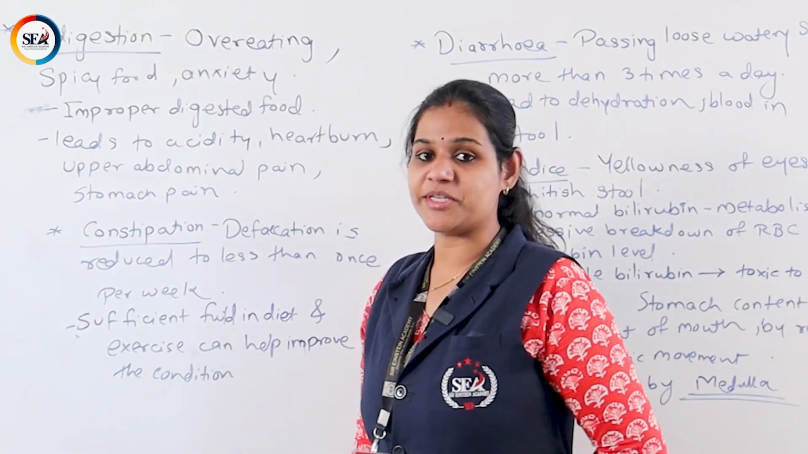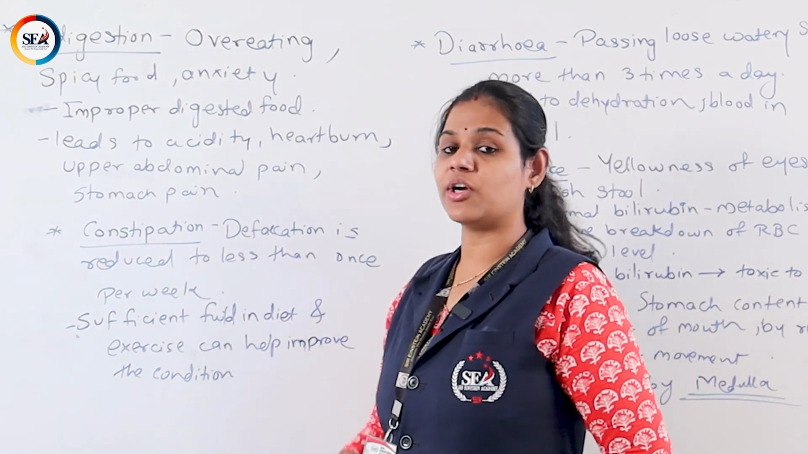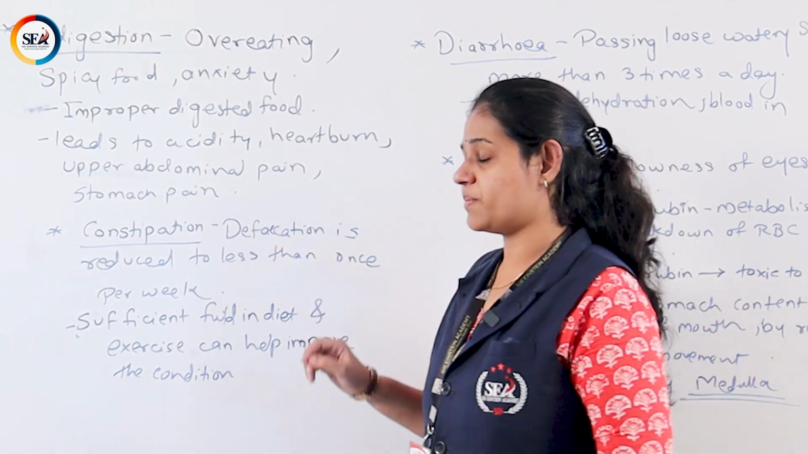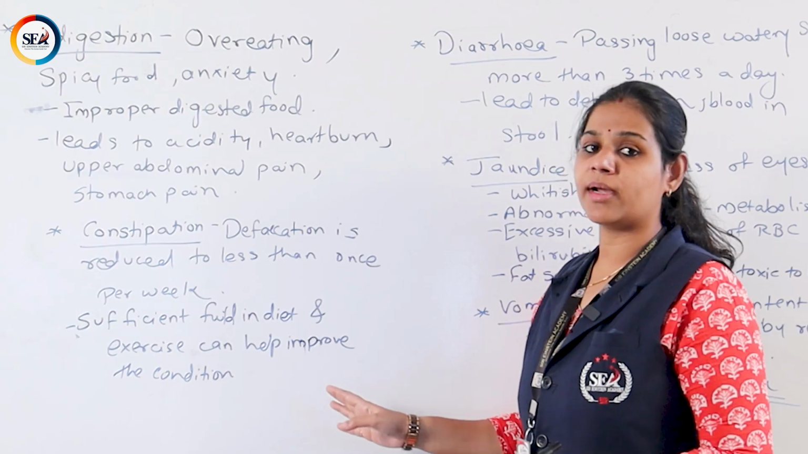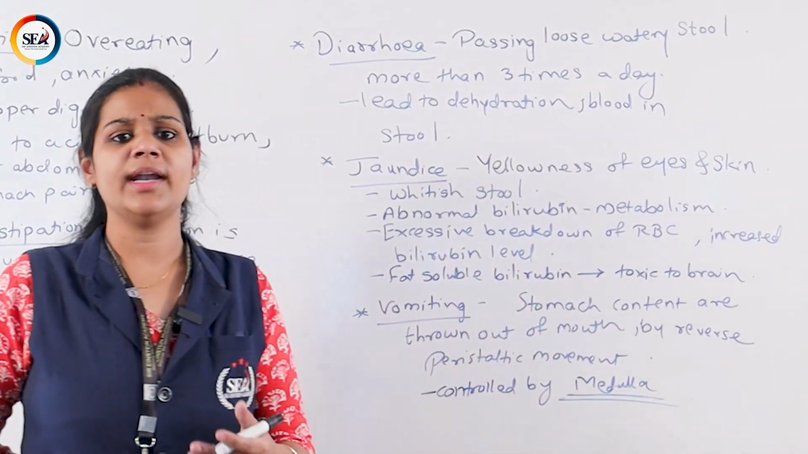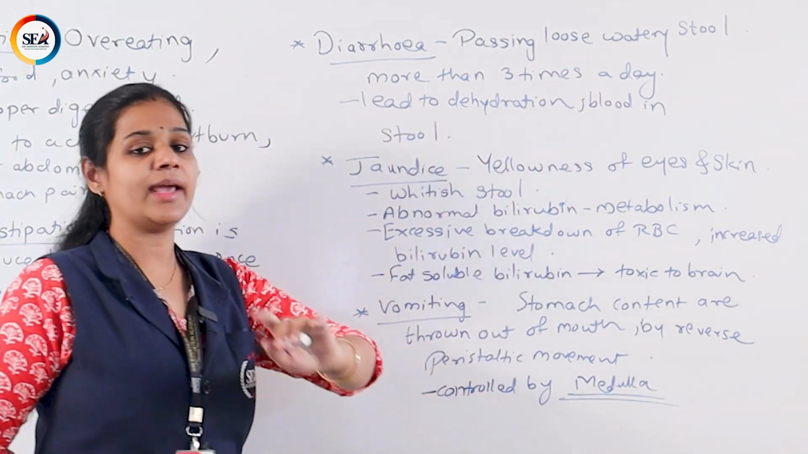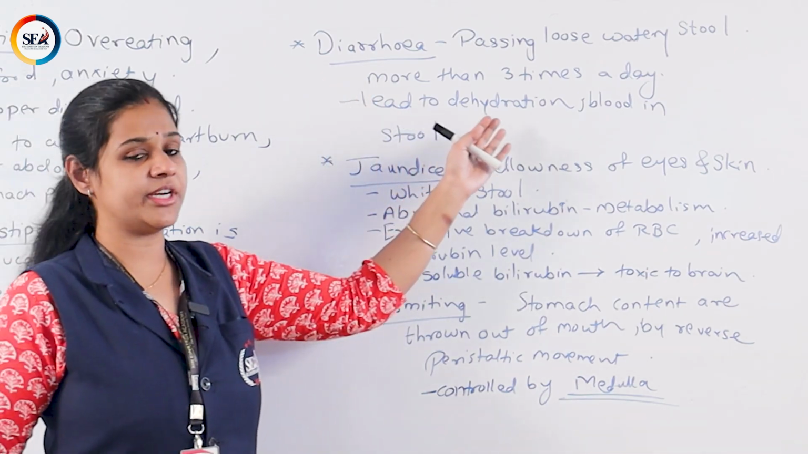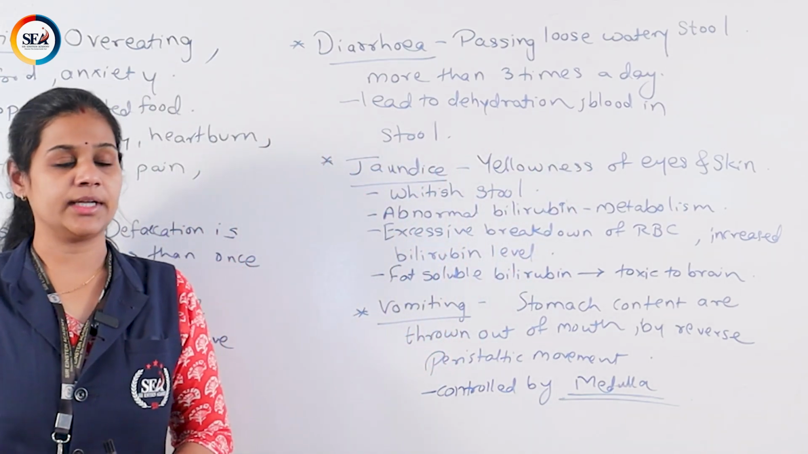The next is constipation. If defecation is reduced to less than once per week, then the condition is called constipation. If there is less water content in our diet, it can result in constipation. So, taking sufficient fluid in the diet and exercise can help to overcome constipation. Next, diarrhea, which is also called loose motions. Passing loose watery stools more than 3 times a day is called diarrhea. It can lead to dehydration due to water loss from the body. Blood in the stool can also result.